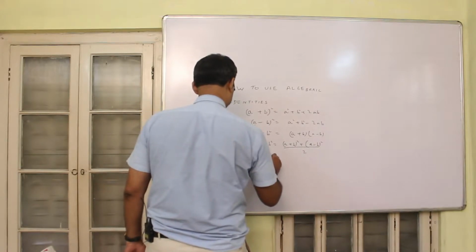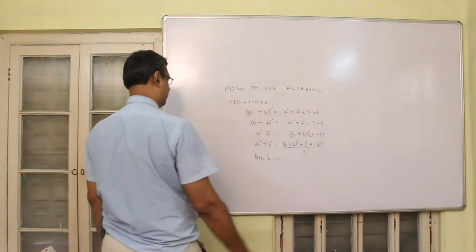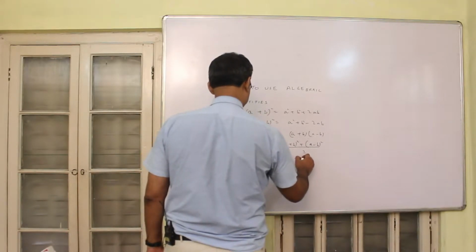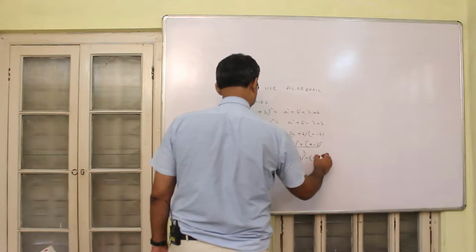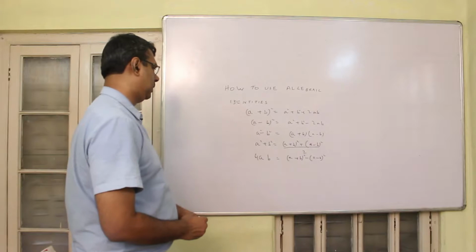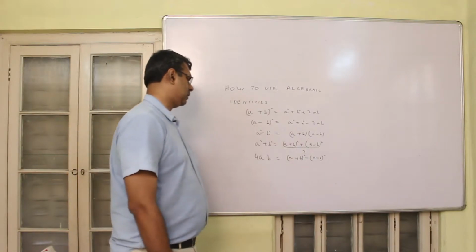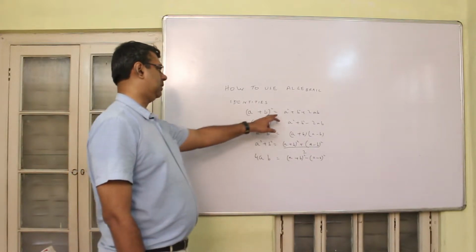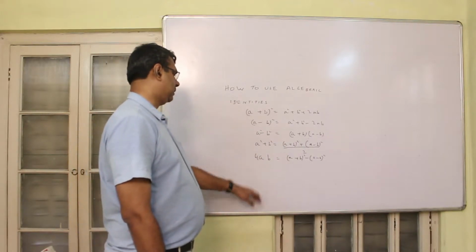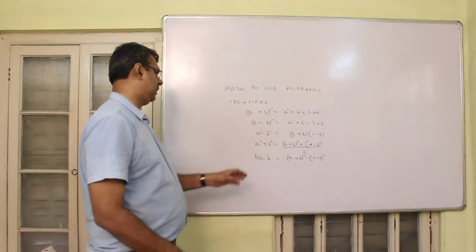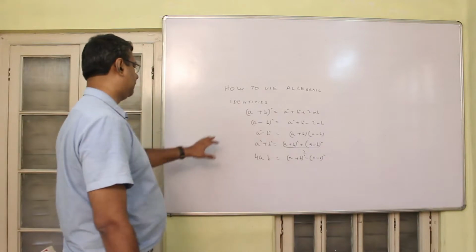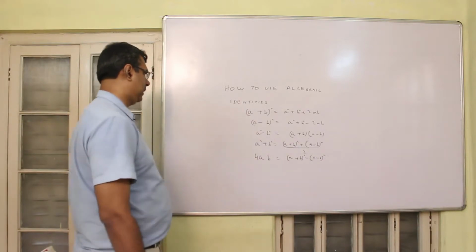Now suppose you subtract these two identities. So you will get 4ab is equal to (a plus b) whole square minus (a minus b) whole square. So by adding these two, we are getting this result, and by subtracting them, we are getting this result. So we can find a square plus b square and ab in this manner.